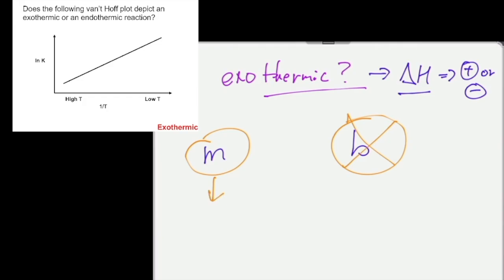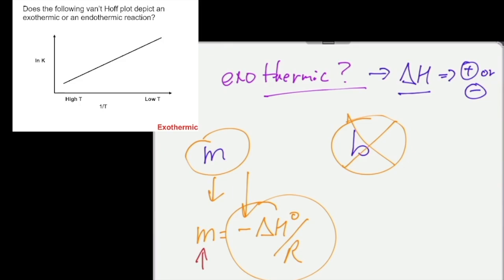From the Van't Hoff equation, what was the equation for slope? M is equal to negative delta H naught over R. It's this composite. Negative sign is in there. In other words, what is our slope, positive or negative, from what you see here? In our case, slope is positive. That means if delta H were positive, what should the sign of slope actually be?